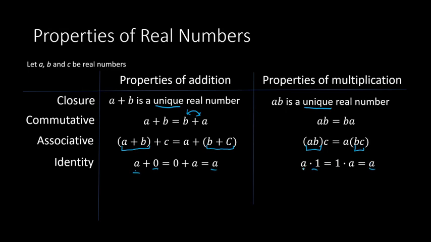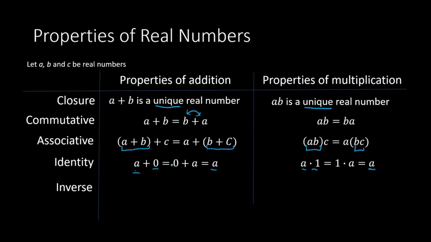Right? If you started with 5, you multiply by 1, you still get 5 back out. And that's the idea of the identity property for multiplication. Now the inverse property is the idea of something happening or something being done to get back to the identity.